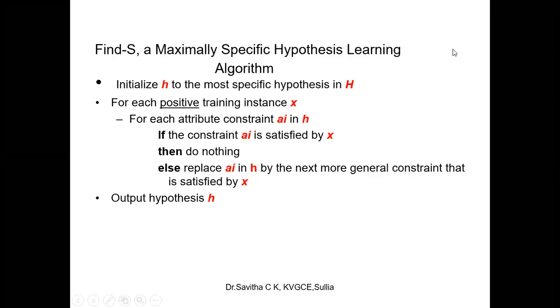Today's class, we are going to discuss the implementation of the Find-S algorithm. Find-S is the algorithm which is used to find the maximally specific hypothesis. Here it will consider only positive examples. First, initialize the hypothesis to the most specific hypothesis, that is H with null values.